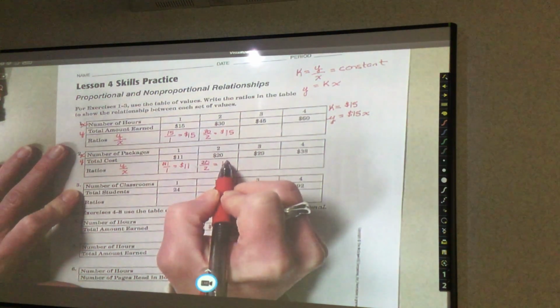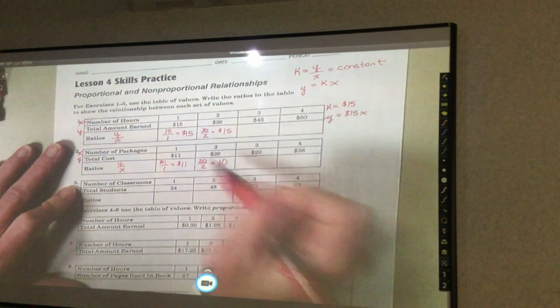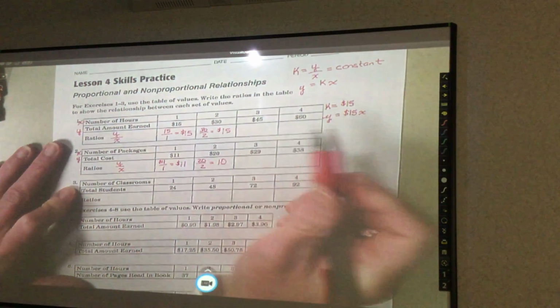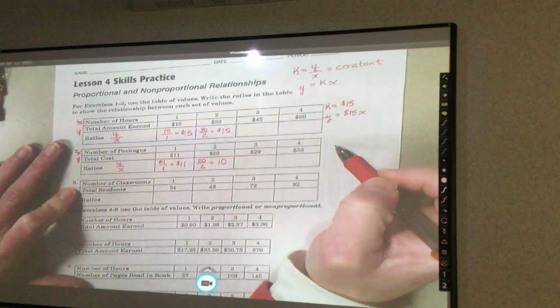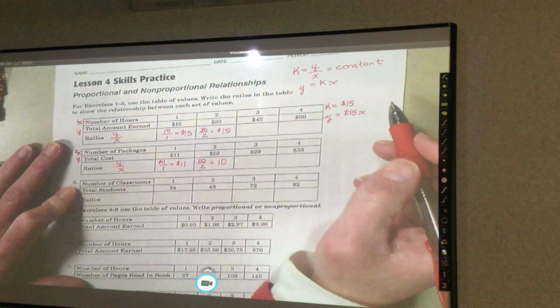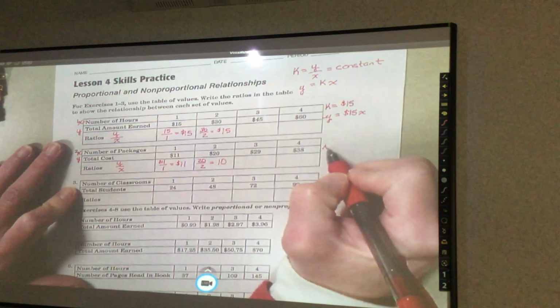do I have to go any further? No. You found one that doesn't work. So do I have a constant? No. So can I write an equation? No. Nope, so then you're going to write non-proportional.